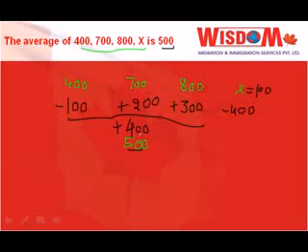Since positive 400 is the deviation given by these three numbers, that means this number should give a deviation of negative 400, so that the total deviation comes out to be 0. Since the deviation that x gives is negative 400 from 500, that means the number should be 500 minus 400, which is equal to 100. Now let's see another example.